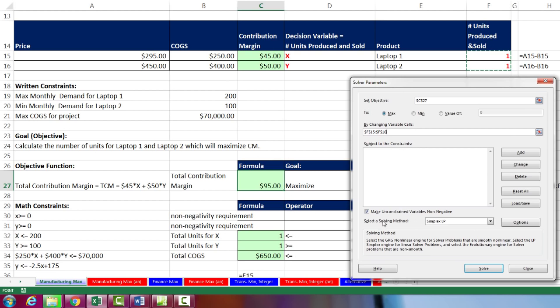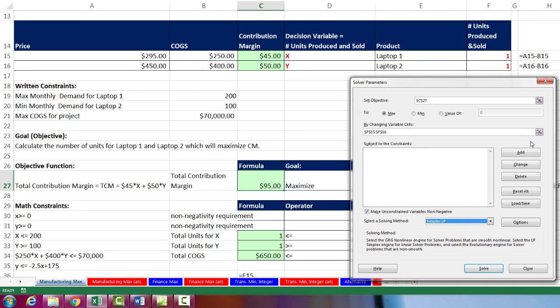Now we come down here. Make Unconstrained Variables Non-Negative. That's that checkbox that doesn't require that we put those formulas in explicitly. Select Solving Method. Now this usually comes up GRG Nonlinear. You want to make sure and set it to Simplex LP. We talked about that last video. This is the method that searches the vertices or extreme points of the feasible region and reports back only the XY coordinates for the max or optimal value.